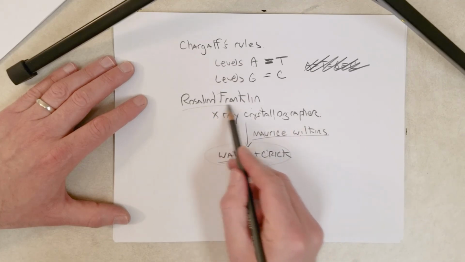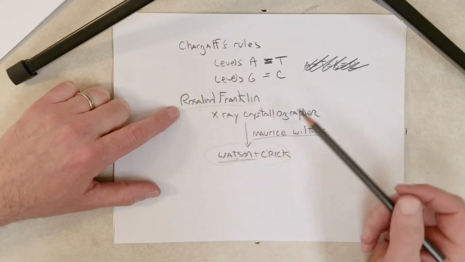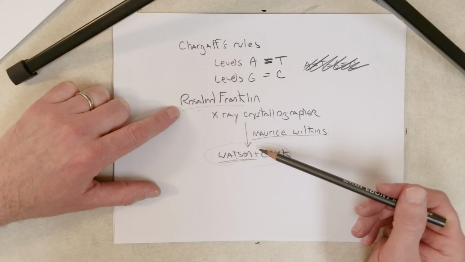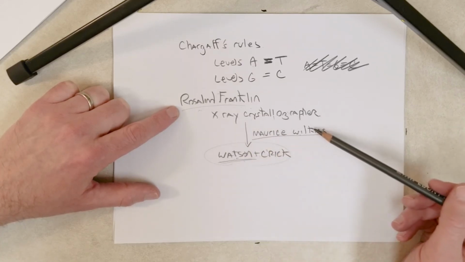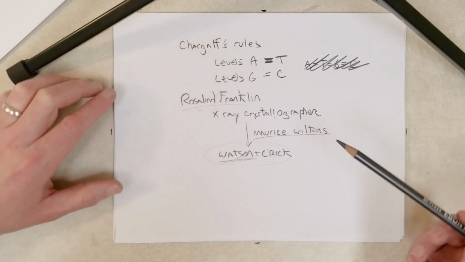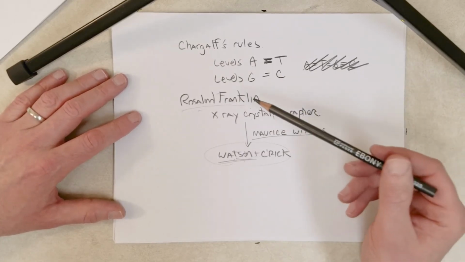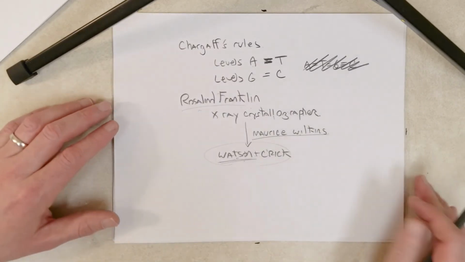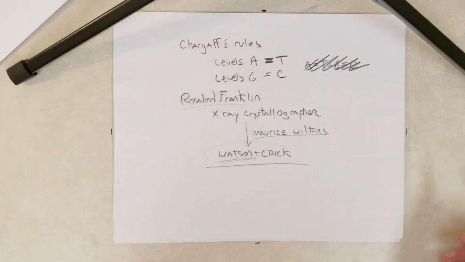Unfortunately, Rosalind passed away from ovarian cancer not long after the structure of DNA was published. So when the Nobel Prize was awarded, Watson, Crick, and Wilkins were awarded the Nobel Prize for the discovery of the structure of DNA. The Nobel Prize cannot be awarded posthumously, so Rosalind wasn't considered for the Nobel Prize. Okay, so in the next video, we're going to take a look at the Watson and Crick DNA model.